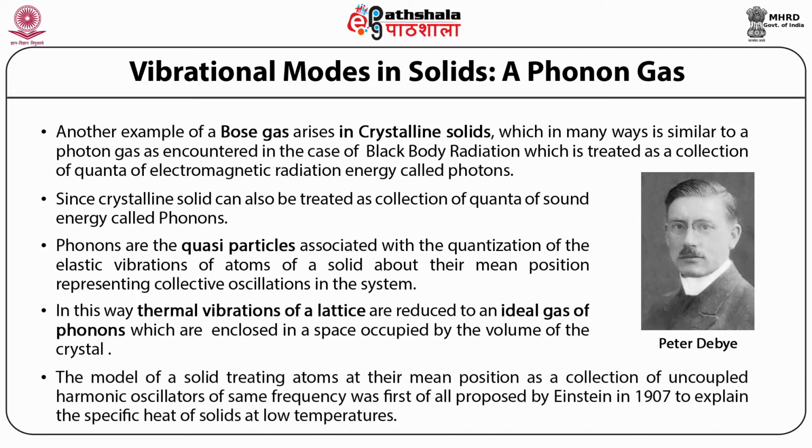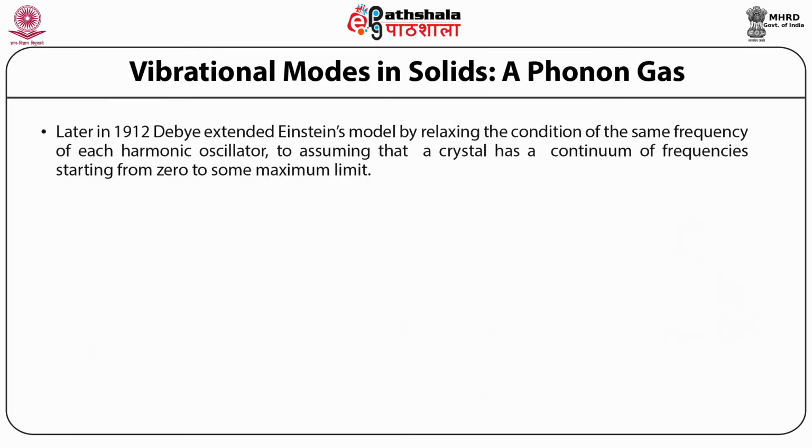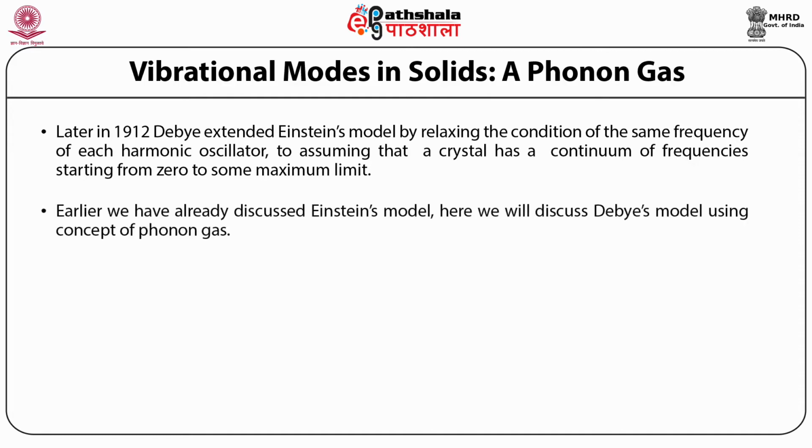The model of a solid treating atoms at their mean position as a collection of uncoupled harmonic oscillators of the same frequency was first proposed by Einstein in 1907 to explain the specific heat of solids at low temperatures. Later in 1912, Debye extended Einstein's model by relaxing the condition of the same frequency of each harmonic oscillator, assuming that a crystal has a continuum of frequencies starting from 0 to some maximum limit. Earlier, we have already discussed Einstein's model. Here we will discuss Debye's model using the concept of phonon gas.